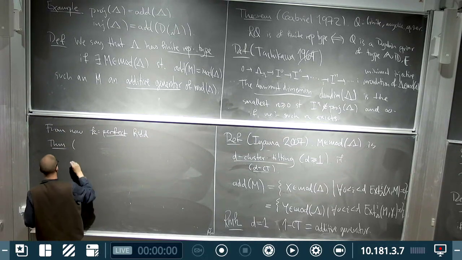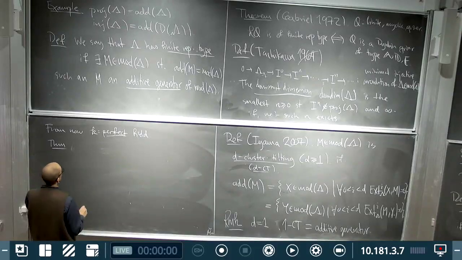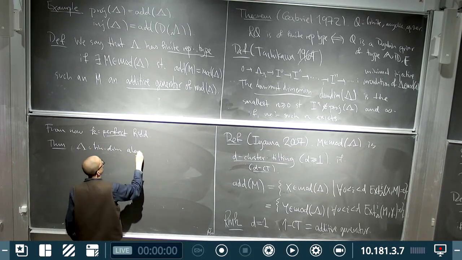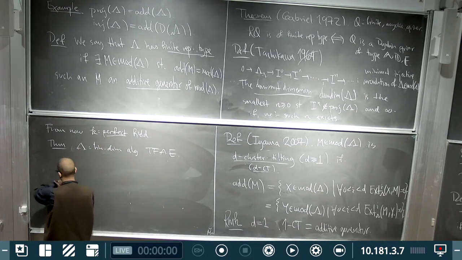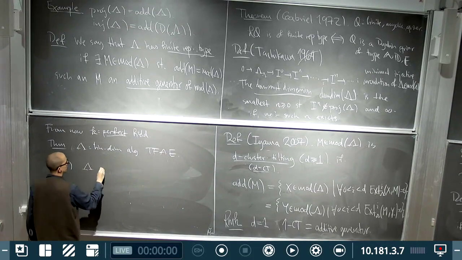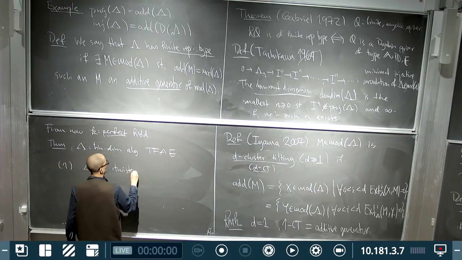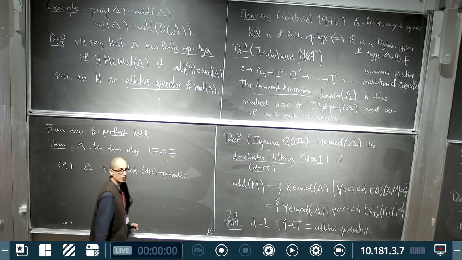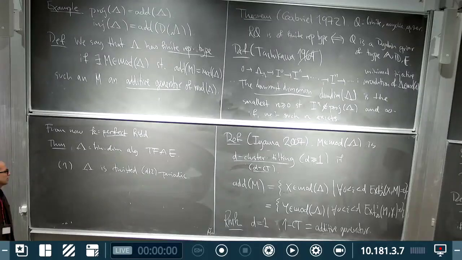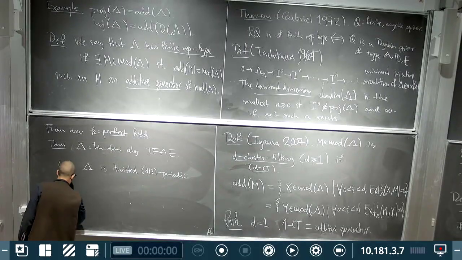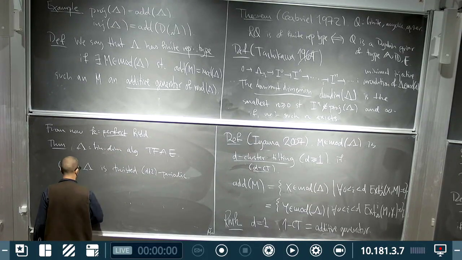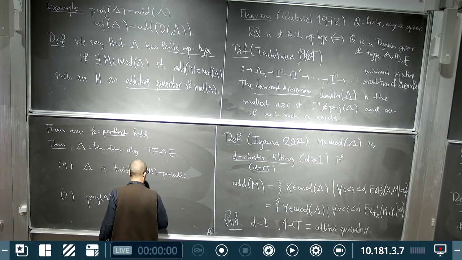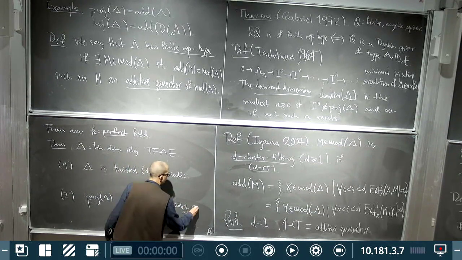So for a finite dimensional algebra lambda, the following are equivalent. 1, lambda is twisted d plus 2 periodic with respect to some algebra automorphism of lambda, and 2, the category of finite dimensional projective lambda modules admits the structure of a d plus 2 angulated category.